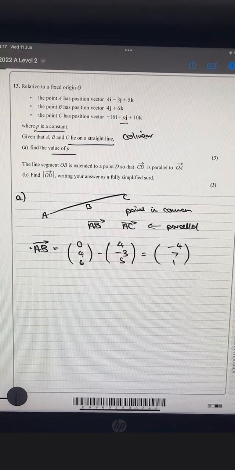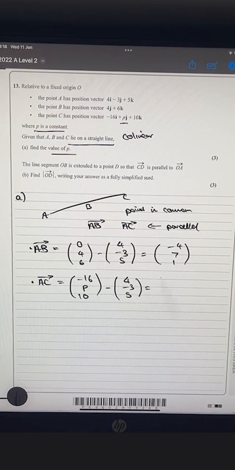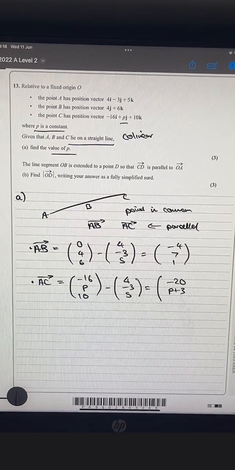All right, cool. I'm going to find vector AC, and I have to use C because that is where P is. So I need to have that in my equation somewhere. So that is negative 16, P, 10, minus 4, 3, 5, and I get negative 20, P plus 3, and 10 minus 5 is 5. I do it in column form because I hate ijk form. It's just easier to see this way.